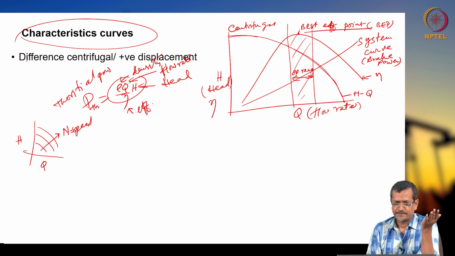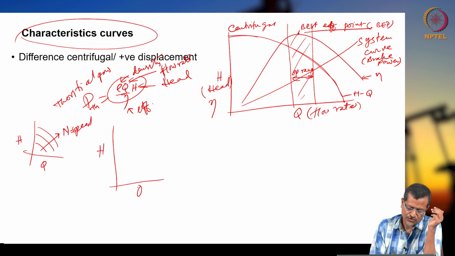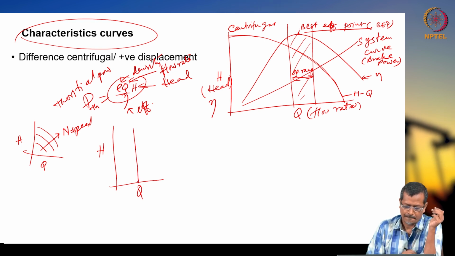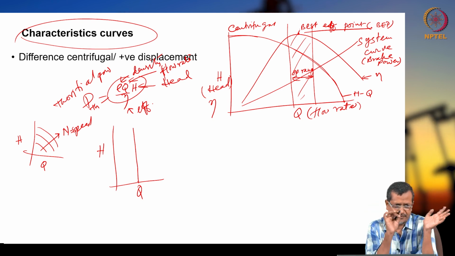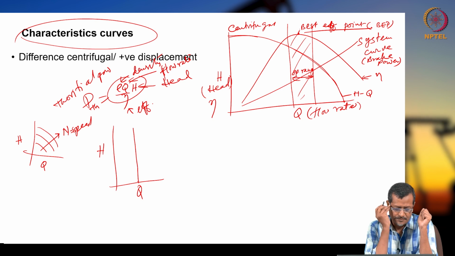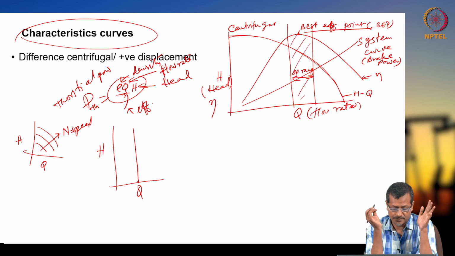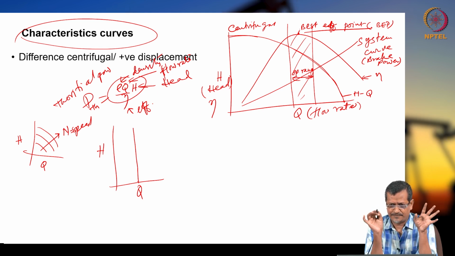Now positive displacement pump. For a positive displacement pump, normally the curve will be like this, HQ. We show the HQ curve especially to show the difference. Why HQ curve? Because in a positive displacement pump, it does not matter whatever head is there, the flow rate will be the same.